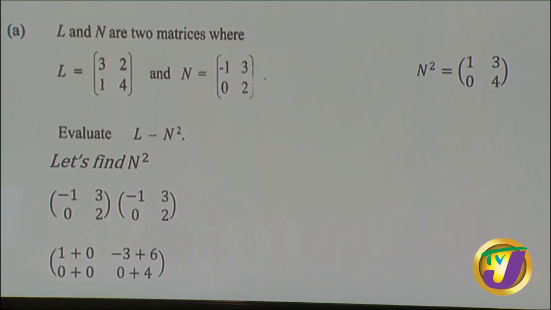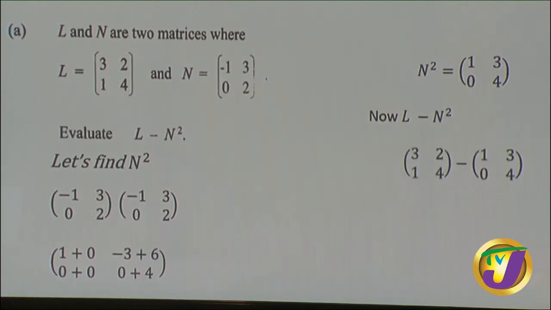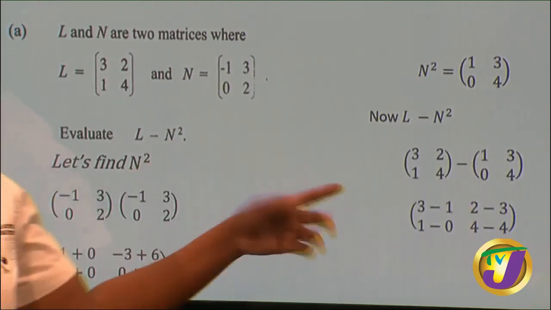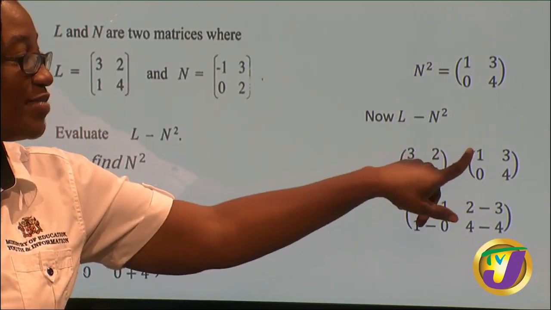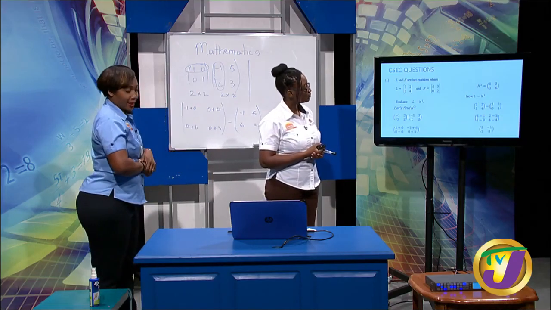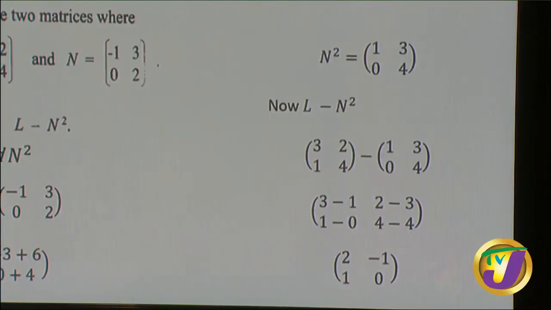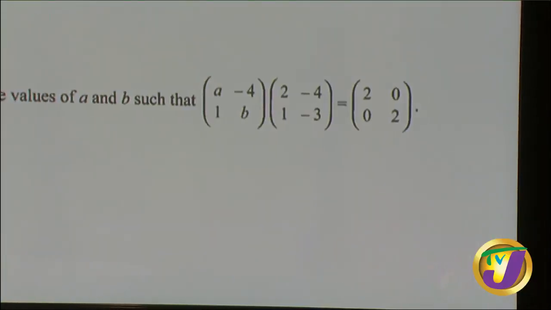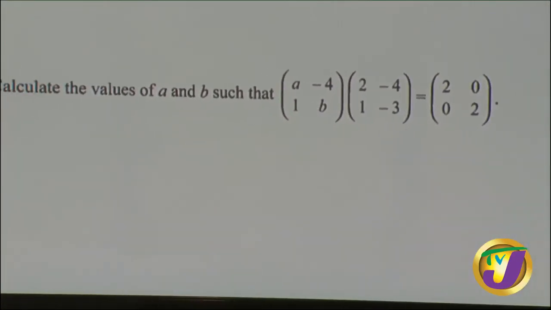But we're not finished because it asks us to subtract that value from L. We would have learned subtraction a few lessons before, so we're basically doing our regular thing. Just take the elements that are in the same positions and subtract them, as we would have done in previous lessons. Let's see what our result is: 2, negative 1, 1, 0. We are leaving this question on screen for our viewers. Be sure to work it out and submit your answers to Television Jamaica, and when we come back next week for math, you will find the answer to this question.